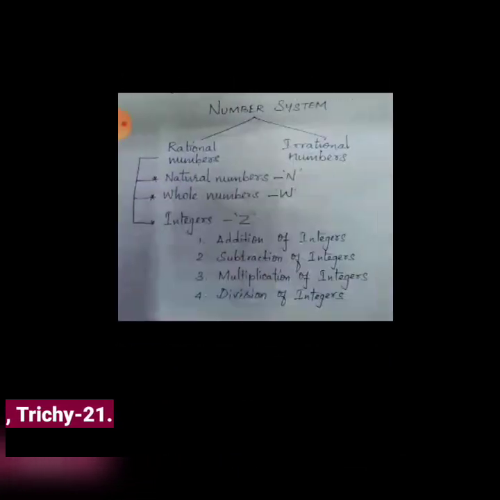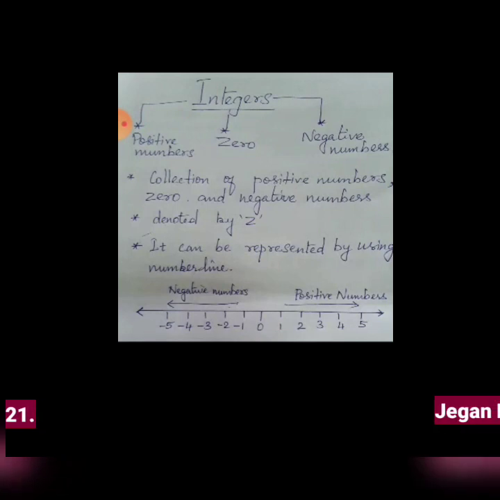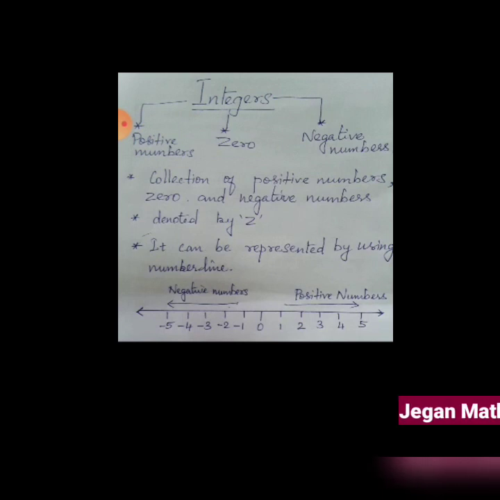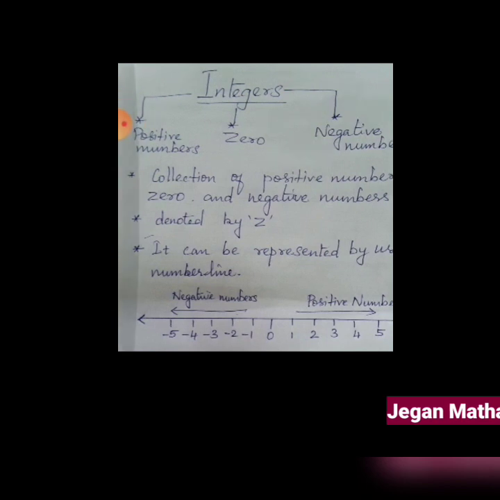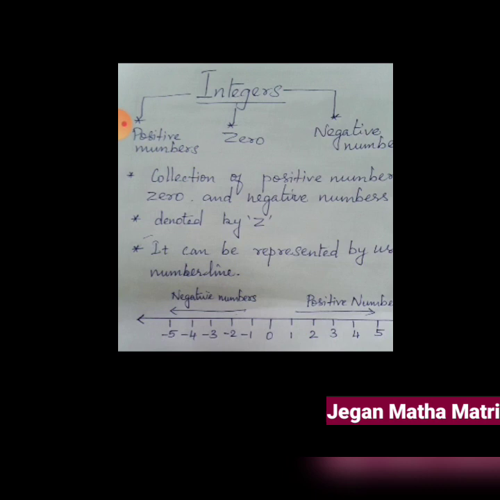Integers can be represented by using a number line. Number line gives a visual representation of integers with positive numbers to the right side of the 0 and negative numbers to the left side of the 0.